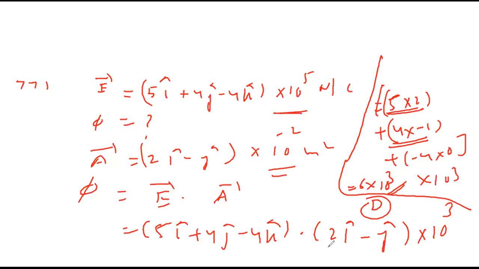Done. Yes, sir. 78. Consider an insulated non-conducting sphere of radius capital R and charge density rho. Charge density rho means charge per unit volume. The electric field at distance r from the center of the sphere.